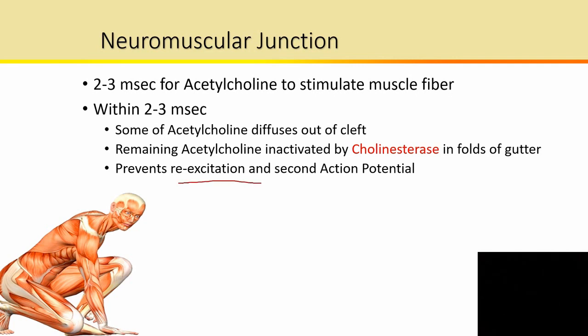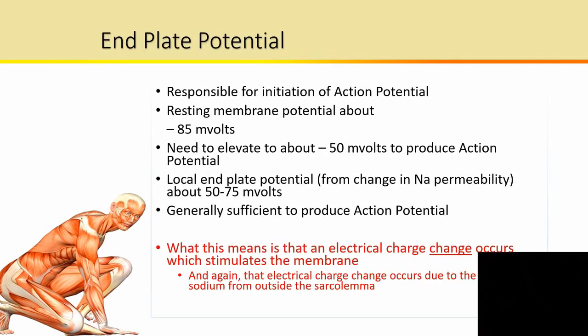In other words, we want the muscle to contract and then stop. And if I want to contract again, I have to keep sending more nerve signals down to the muscle for that to occur. So the end plate potential is responsible for that action potential. Again, if that end plate potential gets to a certain level, it creates an action potential, and that's the electrical stimulus that goes across the whole muscle.